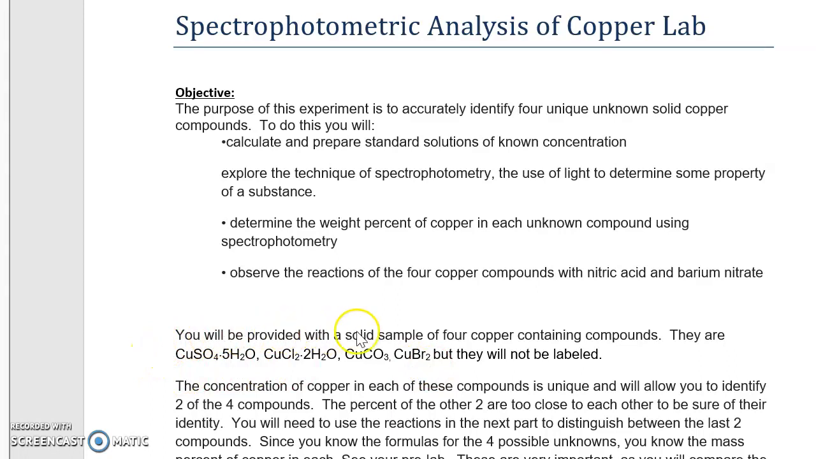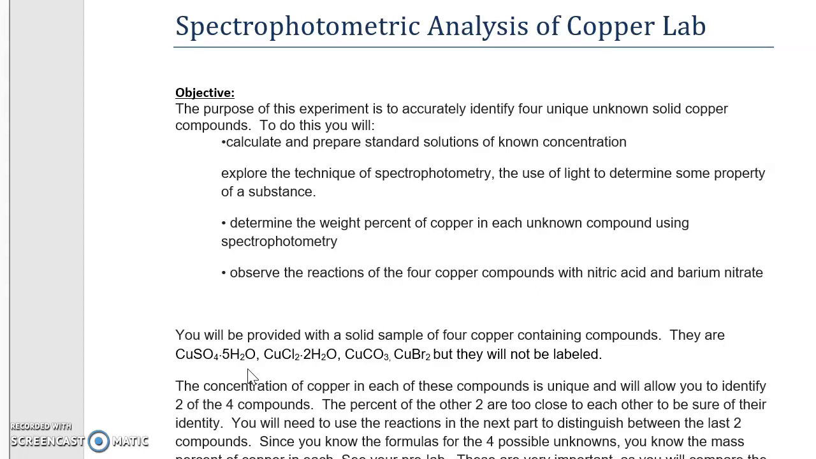Your 4 possible compounds are listed on this first page here. You can calculate the percent by mass, the mass of copper over the total. Be careful and make sure that when you calculate your total mass of these compounds, you include the waters of hydration. Once you run the samples and calculate your percent by mass of copper, you should be able to distinguish 2 of these 4 compounds, and you'll know which one's which because their percents are quite different from each other. But 2 are a little bit close, usually too close to be sure which one's which. So we need more information.